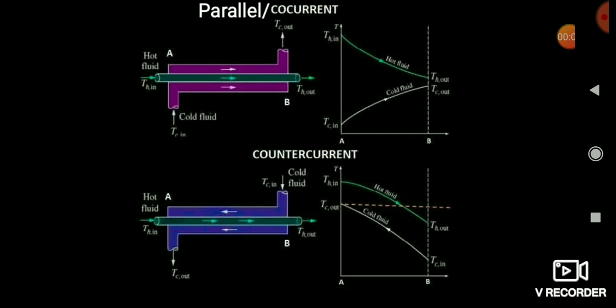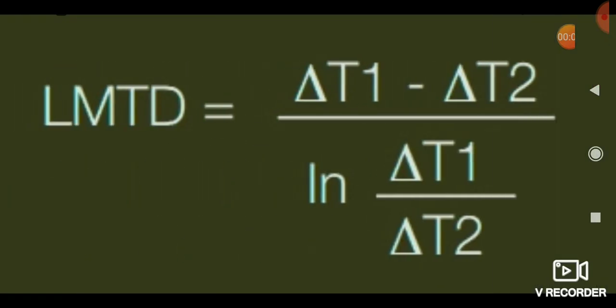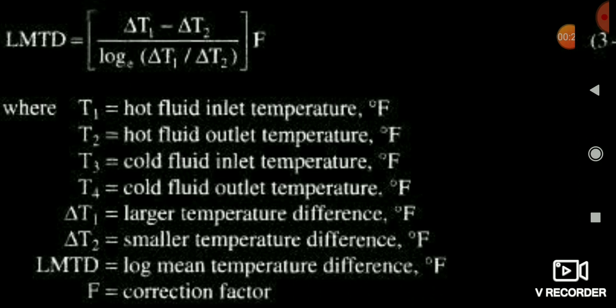Now friends, in this we have to calculate the LMTD, meaning log mean temperature difference. And friends, this is the formula for LMTD: delta T1 minus delta T2 divided by ln of delta T1 divided by delta T2. Friends, you remember this formula, it is very important.